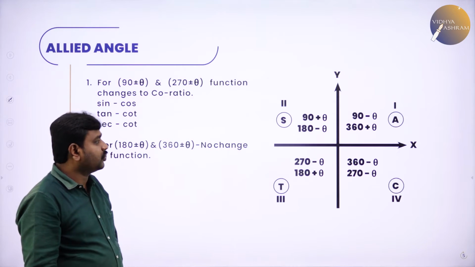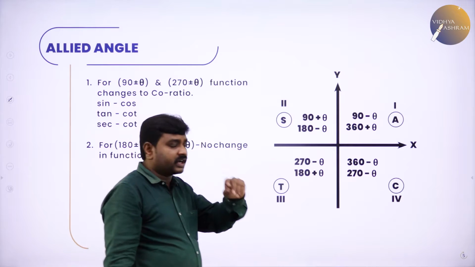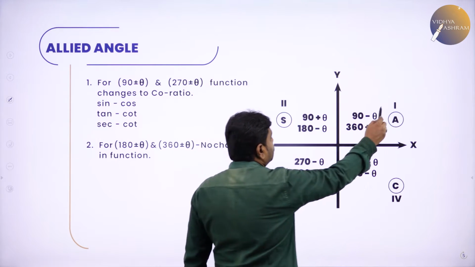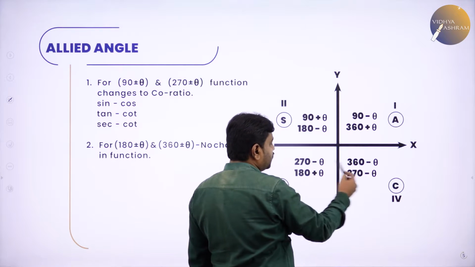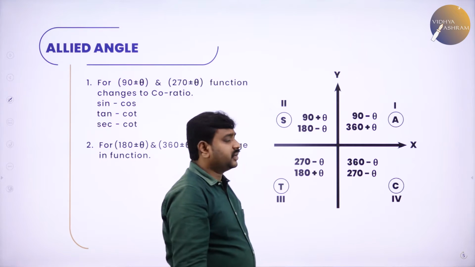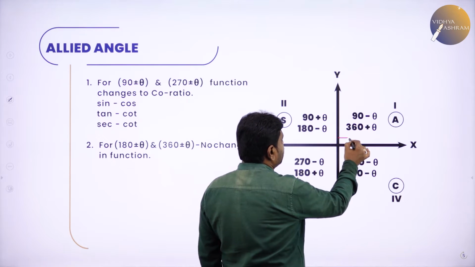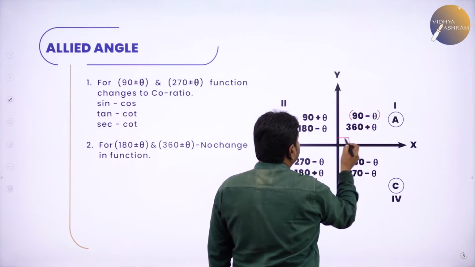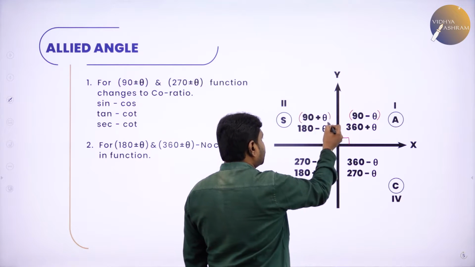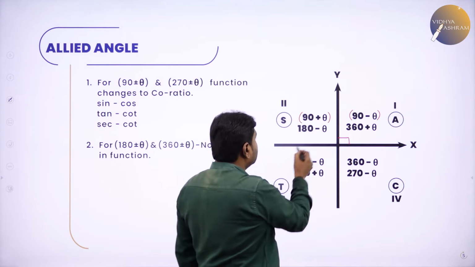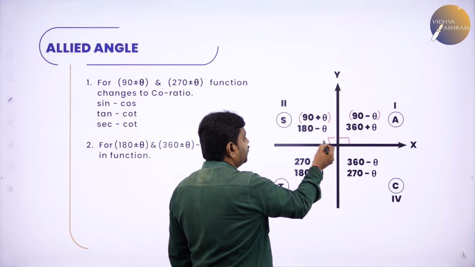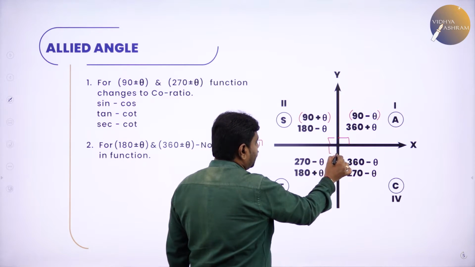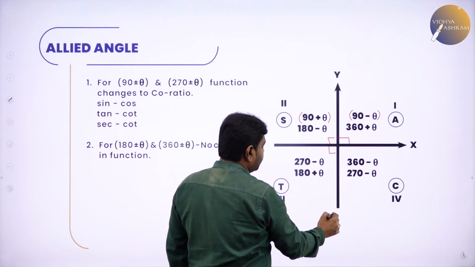Allied angles: the plane is divided into 4 quadrants, first, second, third, fourth. This is the first quadrant, this is the second quadrant, this is the third quadrant, this is the fourth quadrant. In the first quadrant, you can see the angle between the axes is 90 degrees. Before 90, this is 90 minus theta, and after 90 this is 90 plus theta. Second quadrant 90 plus theta, and again if we add another 90 degrees, this will become 90 plus 90, 180. And if I add another 90, this will become 270 degrees.